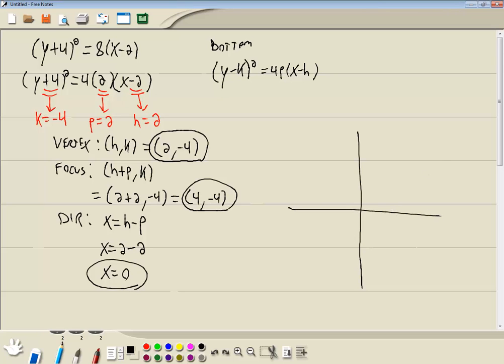Okay, now to sketch it. Our vertex is (2, −4). So (2, −4) will be right here. Our focus is (4, −4), which would be right there. And then our directrix is x = 0, which corresponds with our y-axis. That'd be our directrix. And you notice that your vertex is halfway in between your focus and your directrix.